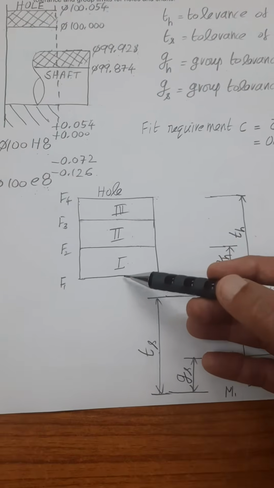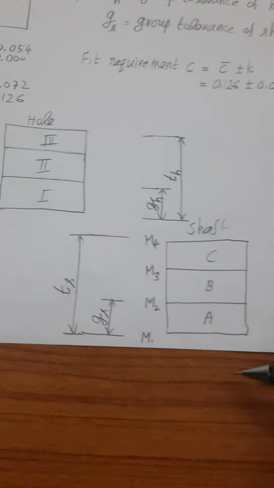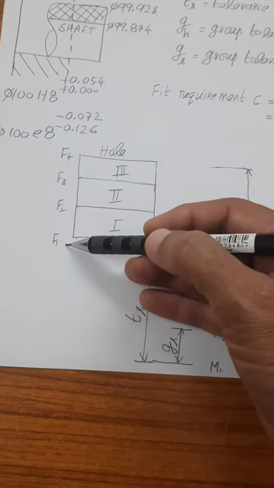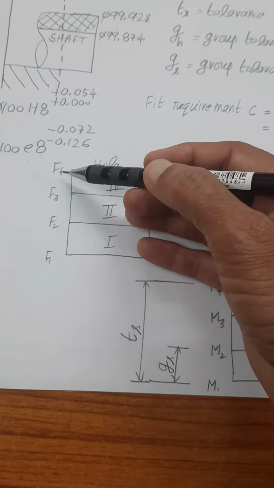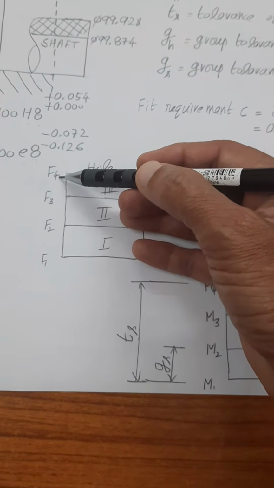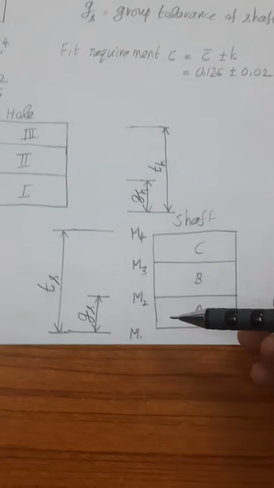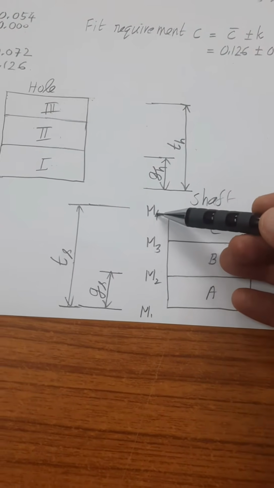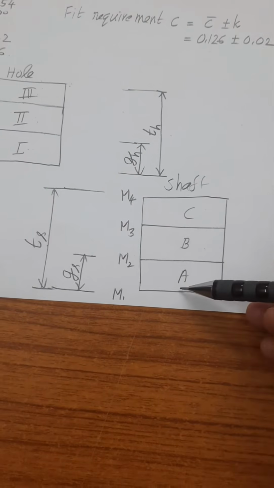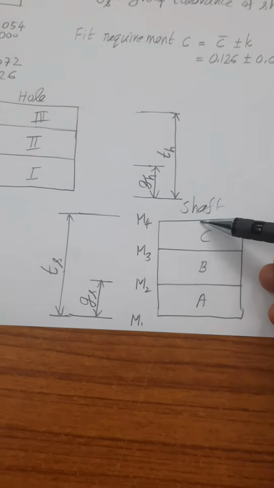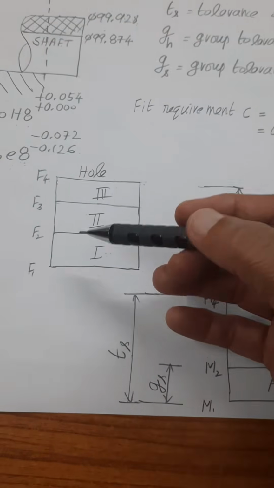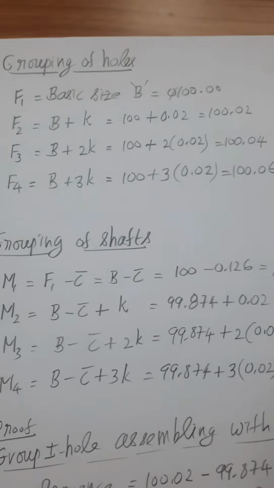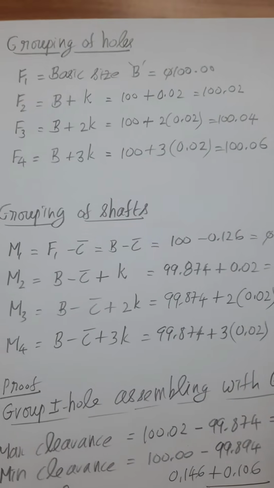Now I have to group the holes. Similarly, I have to group the shafts. Which means that I need to find out the F1, F2, F3, F4 values. These are the group limits for the holes. Similarly, I need to find out the M1, M2, M3, M4 values for the shaft. These are the group limits for the shafts. Let us see how to find these group limits for the holes and shafts. First, let us see how to group the holes.